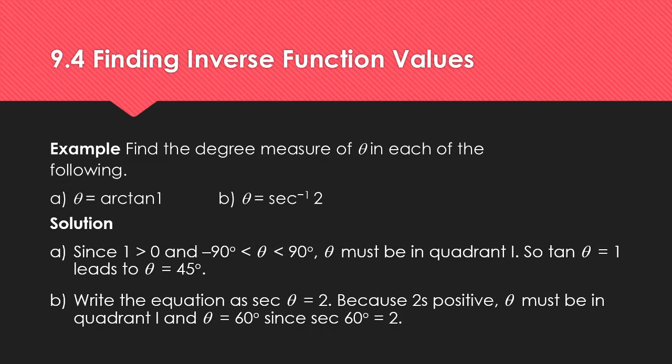Okay, so the arctangent of 1: since tangent is from negative pi over 2 to pi over 2, that would be negative 90 to positive 90, and that's going to be 45 degrees. For the inverse secant of 2, again, we've got to consider the restriction on our secant. Theta must be in quadrant 1, so it is 60 degrees.